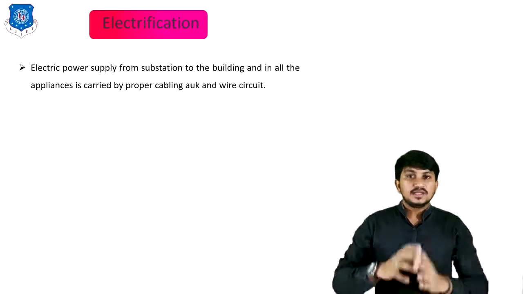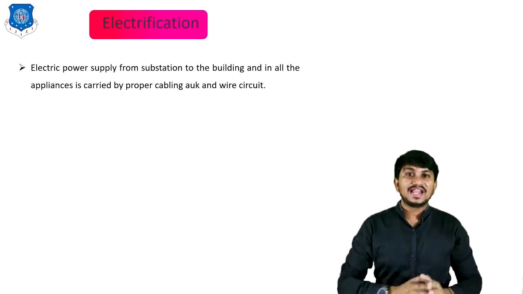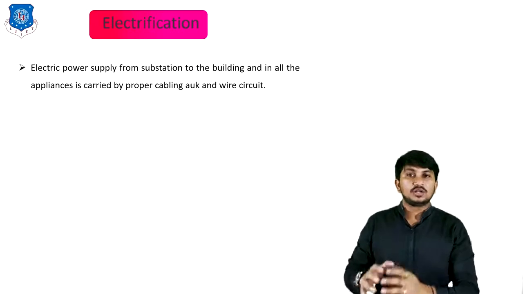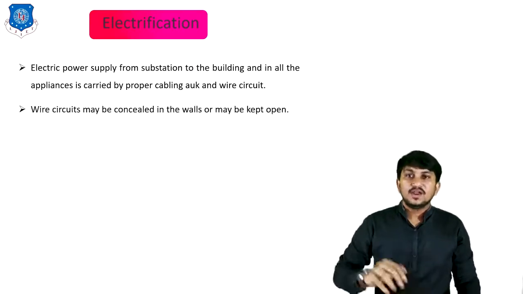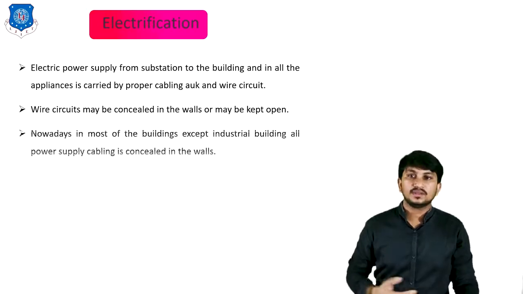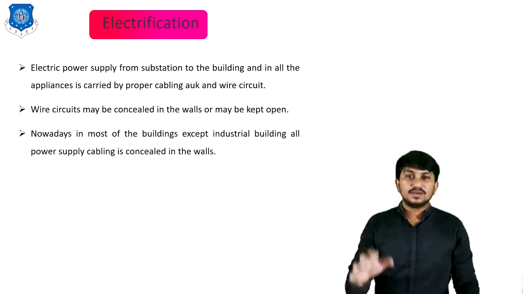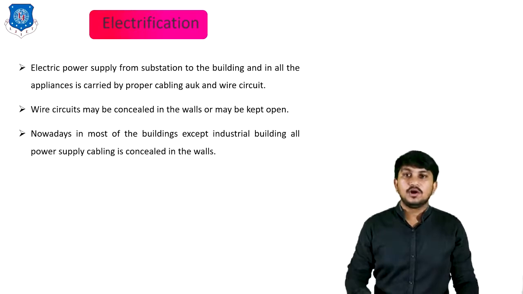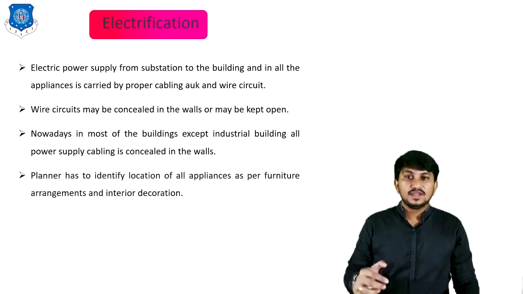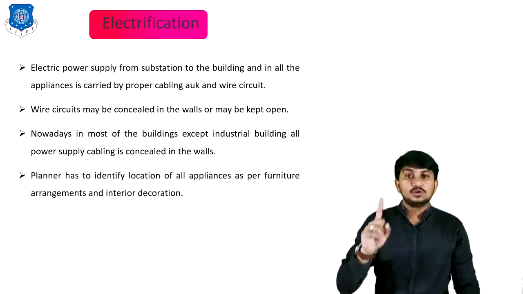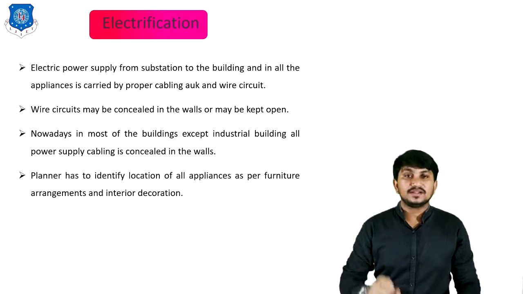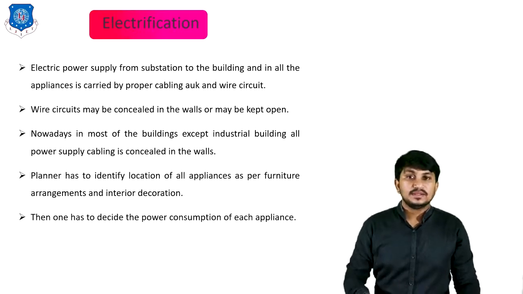Electric power supply from the substation to the building and to all appliances is carried by proper cabling of wire circuits. Wire circuits may be concealed in the walls or may be kept open. Nowadays, in most buildings, except industrial buildings, all power supply cabling is concealed in the walls.